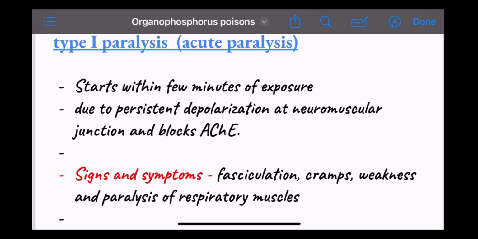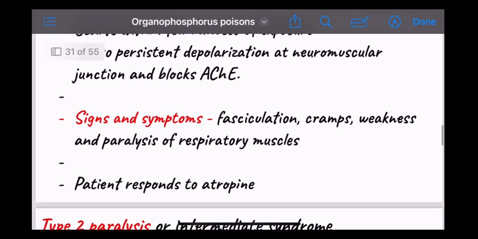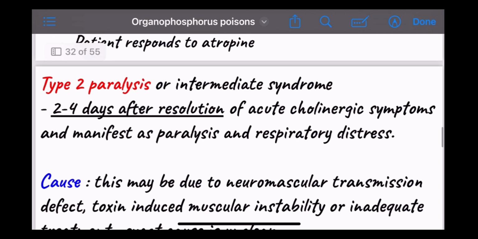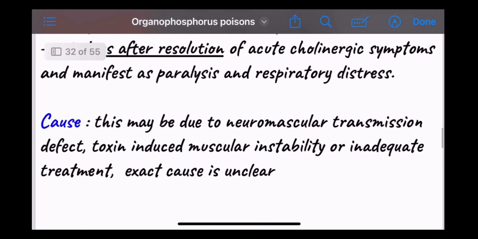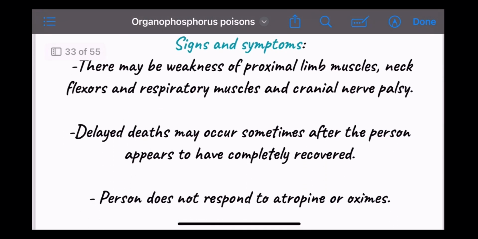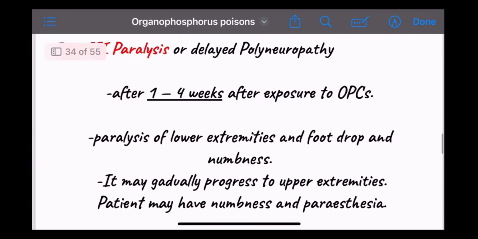Signs and symptoms are fasciculation, cramps, weakness, paralysis of respiratory muscles. The patient responds to atropine in this phase. Phase 2 usually happens after 2 to 3 days of acute cholinergic symptoms. This may be due to a neuromuscular transmission defect, it can be toxin induced. Then signs and symptoms: there may be weakness of proximal limb muscles, neck flexors and respiratory muscles, cranial nerve palsy can also be there. And in this stage, the person does not respond to atropine or oximes.